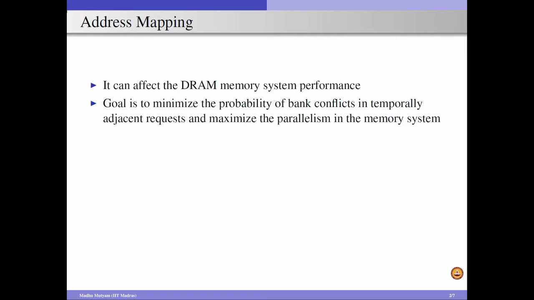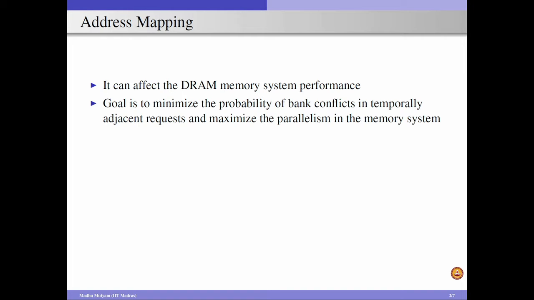Effectively, address mapping is a mechanism which resolves the physical address issued by the processor to the memory in terms of channel ID, rank ID, bank ID, row ID, and column ID. And why do we have to study these address mapping mechanisms? The address mapping mechanism is a key function in the DRAM memory controller design because it affects the performance significantly.